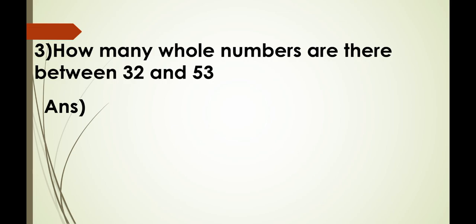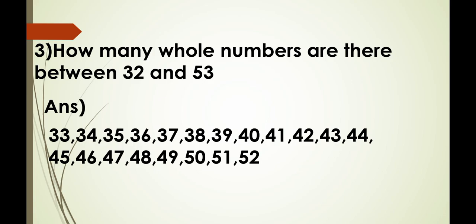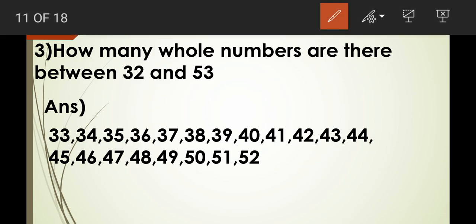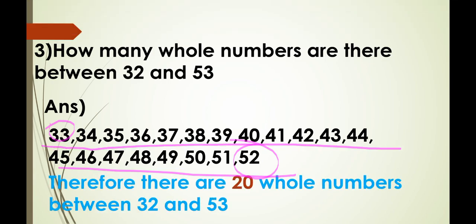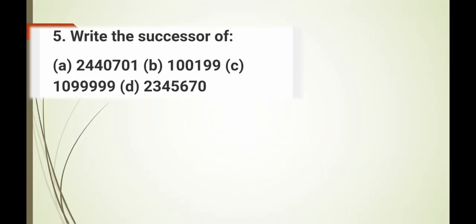Between 32 and 53. So after 32 was the number 33, 34, 35. It will go on like that. 53 is the last number. So before 53, what is the number? 52. So 33 and 52. If you are counting all the numbers, you will get it as 20 whole numbers between 32 and 53. Okay. Write the successor.